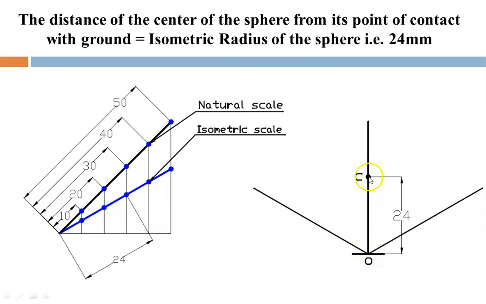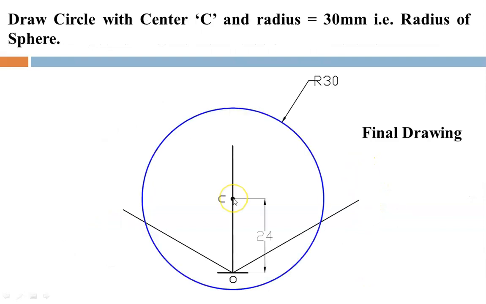So from here at 24 mm we will get the center of the sphere. Plot this point and name it C. So OC is the distance of the center of the sphere from the point of contact. Now with this center, draw a circle of radius 30, which is the actual dimension of the sphere.